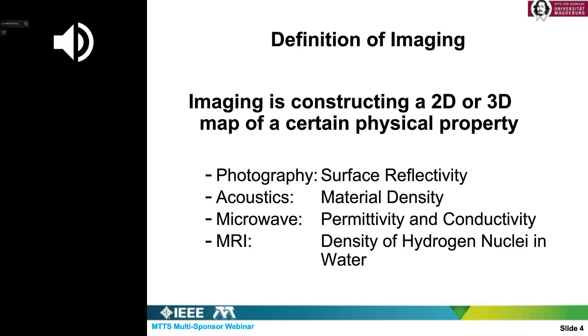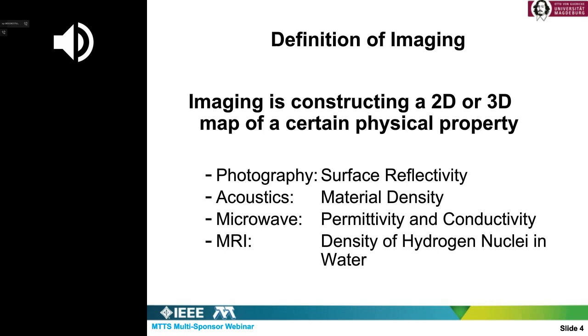Let us come now to the definition of imaging. Imaging is not more and not less than constructing a two-dimensional or three-dimensional map of a certain physical property. So if you have a physical property, for example, the material density in acoustics, all you are going to do is to find this material density as a function of x, y, z. For photography, which is known to all of us, the material property which we map is surface reflectivity. In acoustics, also called sonar or ultrasonic imaging, it is the material density.